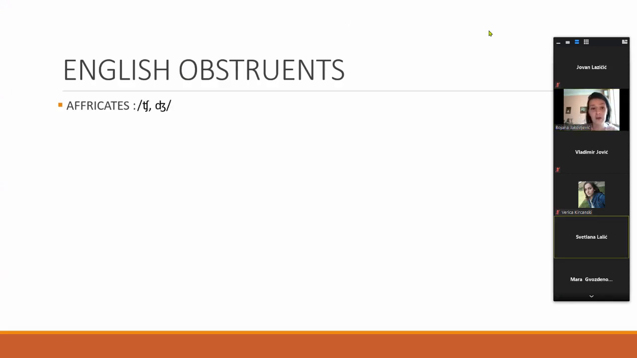Ch and j. Okay. So, and by the way, if you take a look at the symbol, you also see that the symbol is complex. T plus sh. If you pronounce it quickly, ch, you get ch. This is d and j. If you pronounce it quickly, j, you get something like j. So, why do they say that they're a combination? How would you describe that production?